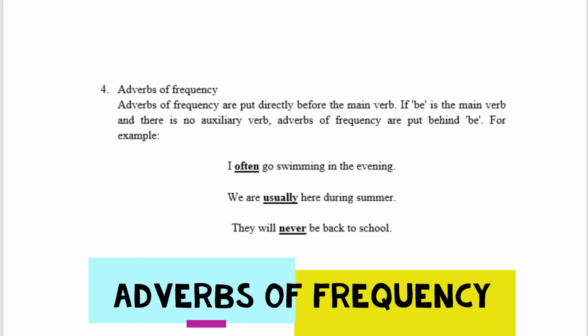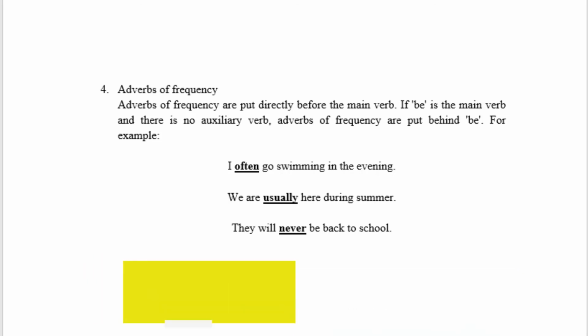Adverbs of frequency. Adverbs of frequency are put directly before the main verb. If be is the main verb and there is no auxiliary verb, adverbs of frequency are put behind be. For example, I often go swimming in the evening. We are usually here during summer. They will never be back to school.